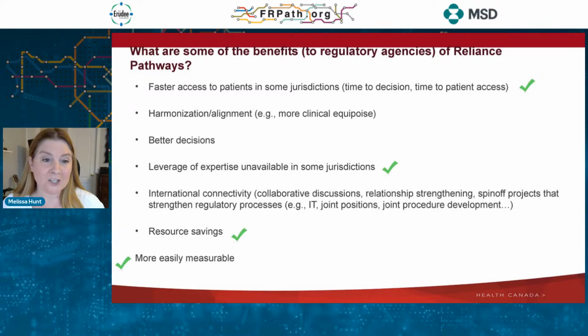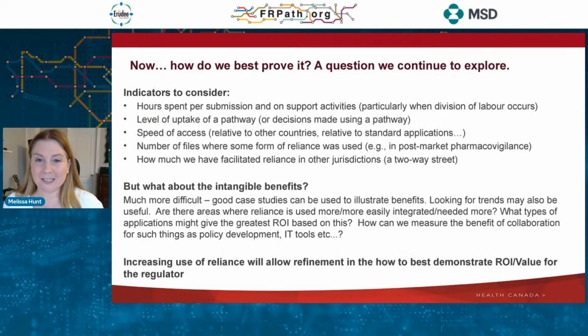Then there are the spin-off projects that can really strengthen our regulatory processes, looking at joint IT projects, position statements, procedure development. All of this, I think, is a huge benefit. And then, of course, resource savings. I could put this at the top, probably. That's what people think about when we think about reliance. Are we able to save the resources, save the time, save the people, and really use that as a benefit? The little check marks are the ones that I believe to be a little bit more measurable and quantifiable. And it's something we've been thinking about.